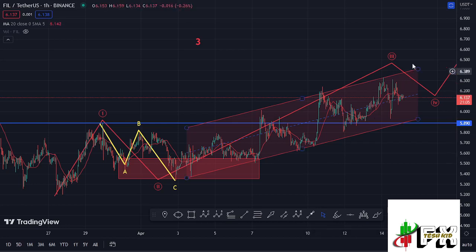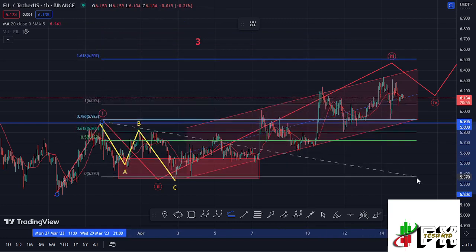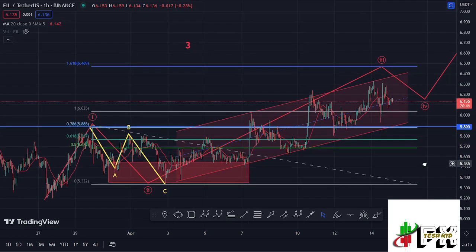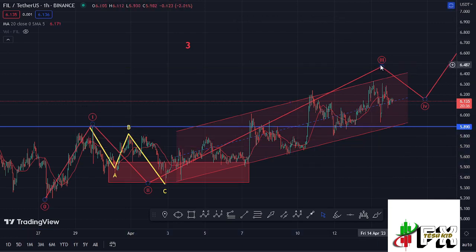And allow me to first give you my target areas to the upper side in the formation of this wave 3 by connecting the trend-based Fibonacci from the low of the first wave to the high of that wave 1, then dragging the fibs to the low of the second wave, and that now gives me a target area in the formation of that wave 3 at the fib level 1.618, and that is at around the $6.469 mark, and that is the minimum that we can expect Filecoin to do here on the short-term scenarios in the formation of this wave 3.